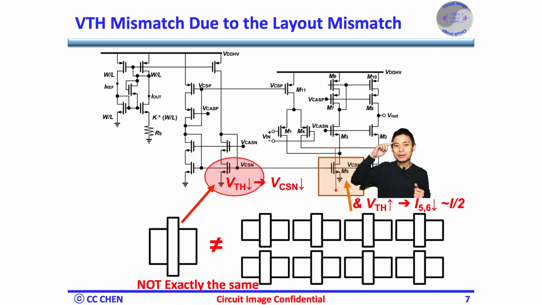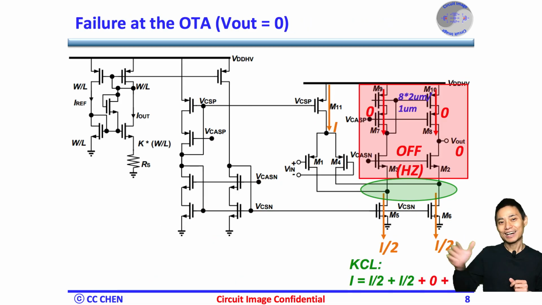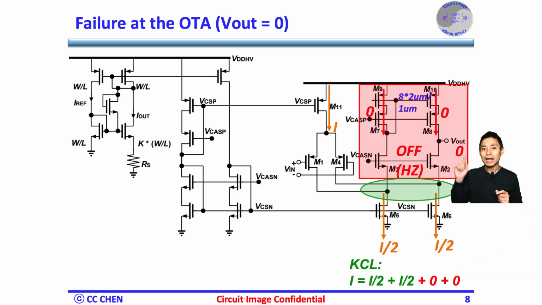Could you please think about the Kirchhoff current law, KCL, from Microelectronics 101 for 5 seconds? Correct. Since IP equals IN, then both IP2 and IP3 must be 0. So the output voltage of the OTA would be near 0 due to the high impedance at the top branch.